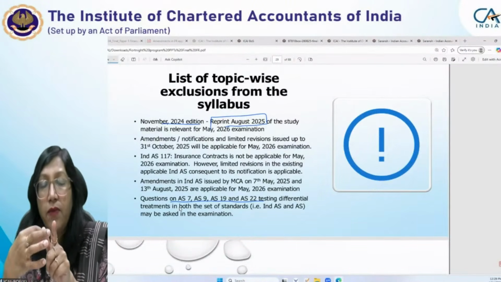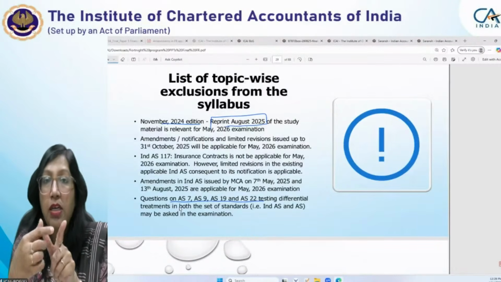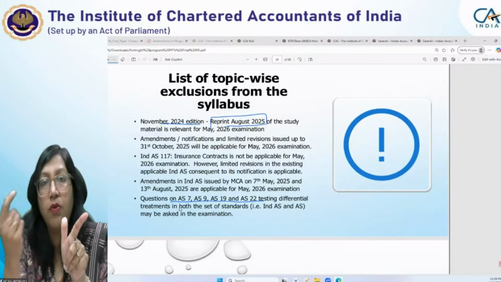It means there's a difference between both the standards. So the accounting treatment will be different. For AS, there will be a different accounting treatment, and there will be one in Ind AS.